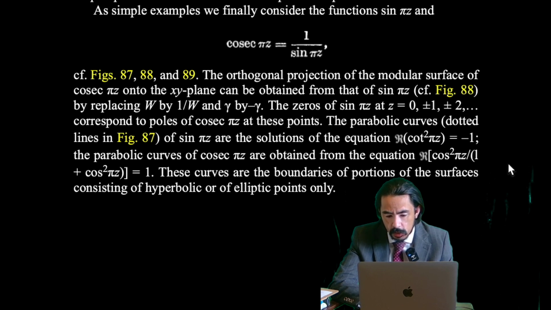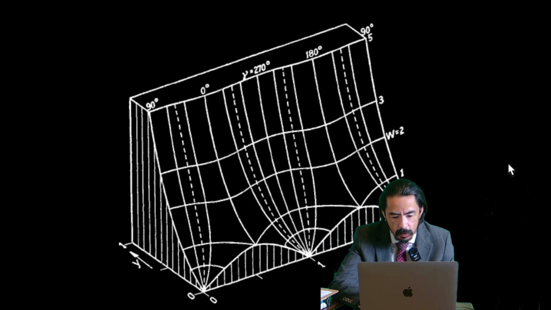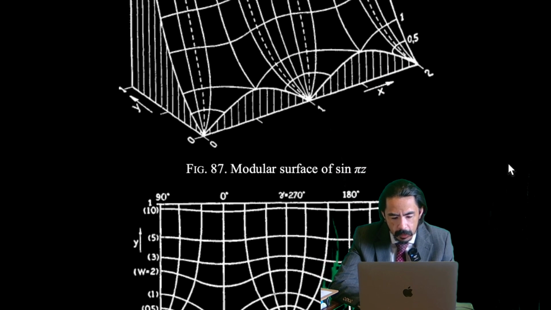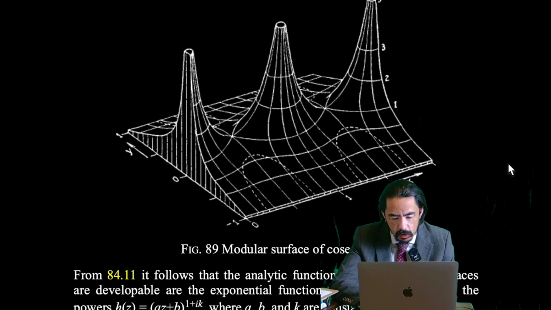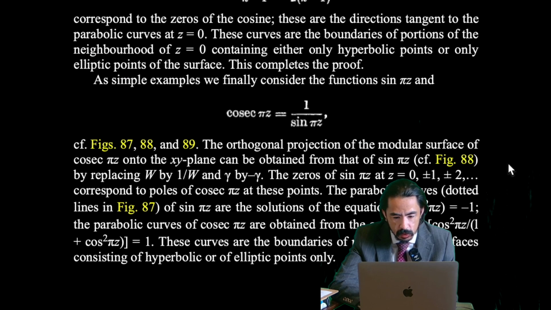As simple examples, we finally consider the functions sine of pi of z and the cosecant of pi of z, which, as you're probably already familiar, is equal to the reciprocal of the sine of pi of z. And we see these depicted in figures 87, 88, and 89. I'm going to flash these by really quick and say, these look really interesting, but actually the pictures in Visual Complex Analysis are going to be a little more interesting.